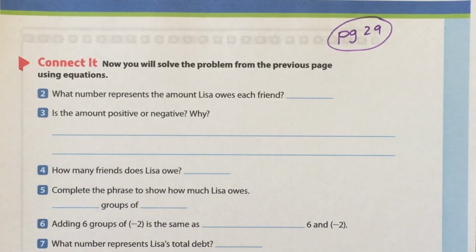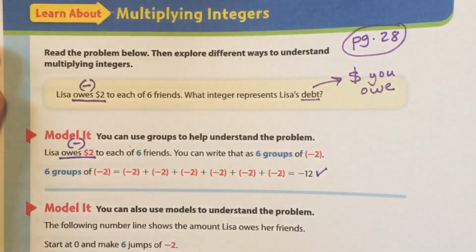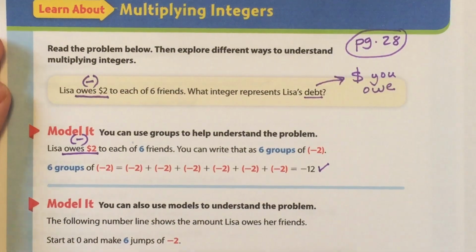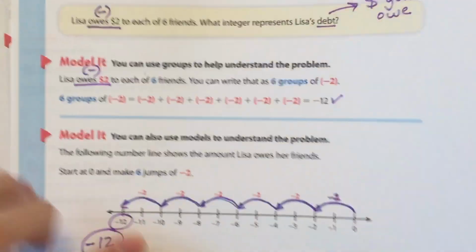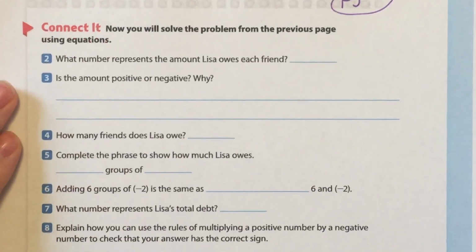We're still talking about the previous page where Lisa borrowed money from her friend. So we'll be considering this work that we looked at here to answer the questions on page 29.